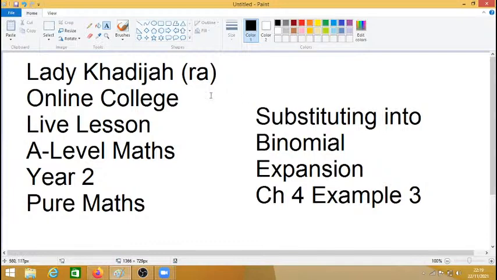Live lesson in A-level maths, year 2, pure maths. Today is continuing from the last lesson where we're trying to substitute into a binomial expansion. If you're following through in the book, it's chapter 4, example 3 of the Pearson Edexcel UK A-level Year 2 book. Okay, let's begin.